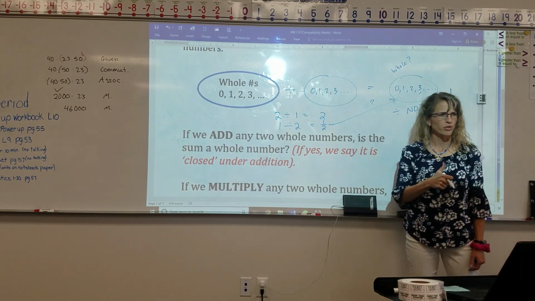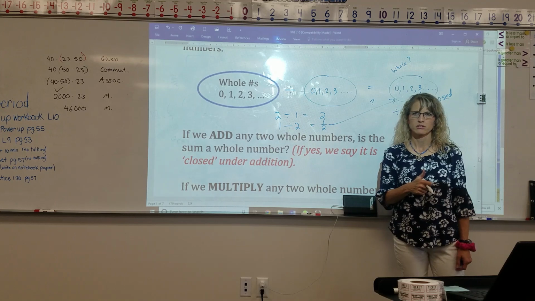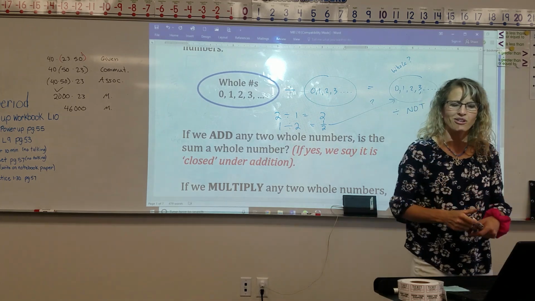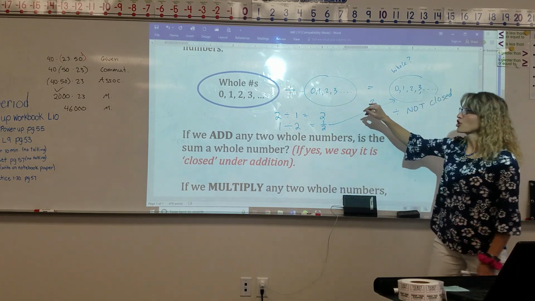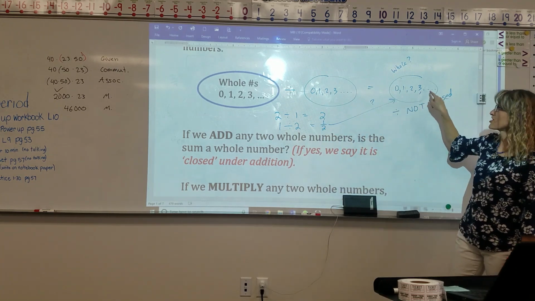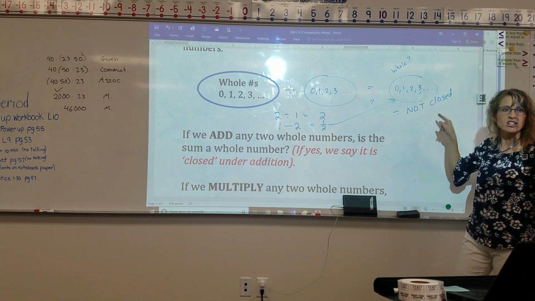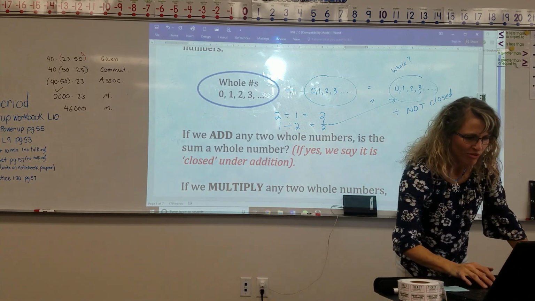Give me a thumbs up if you understand closed. Okay. All right. So most of us. So the idea is to make sure whatever arithmetic you do, the answer is in that set. If the answer's in that set, it's closed. All right. Let's move on.